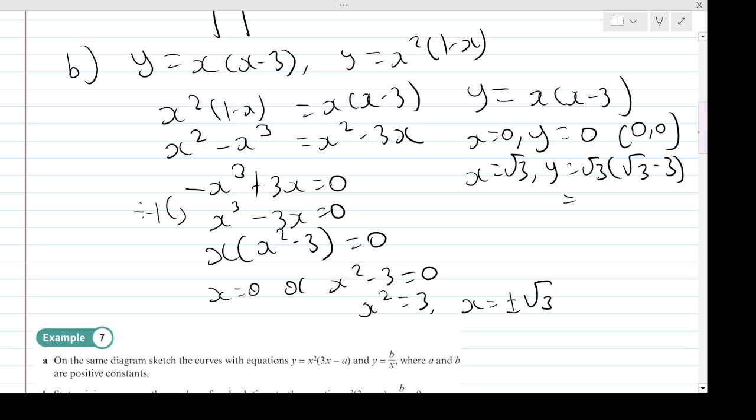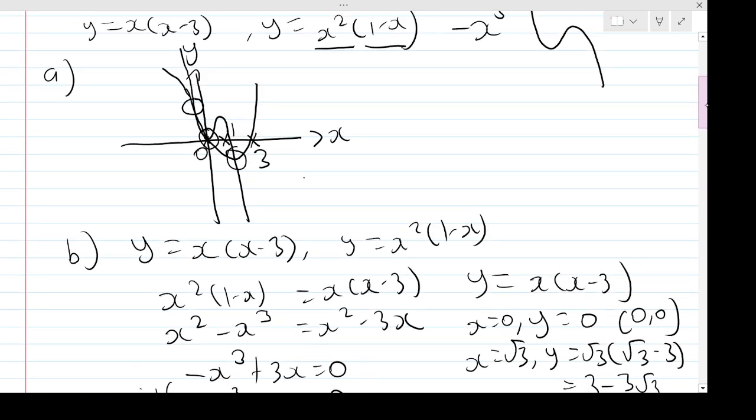We can expand that, right? So root 3 times root 3, that's just squared, so it's just positive 3, and then minus 3 lots of root 3. And yeah, there's nothing more we can do there. So the coordinate that gives is when x is root 3, y is 3 minus 3 root 3.